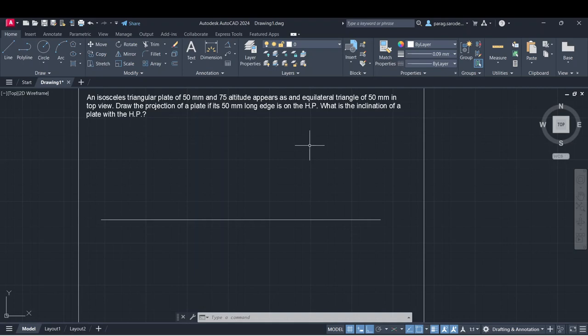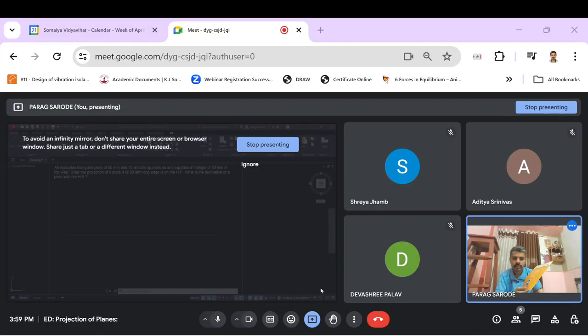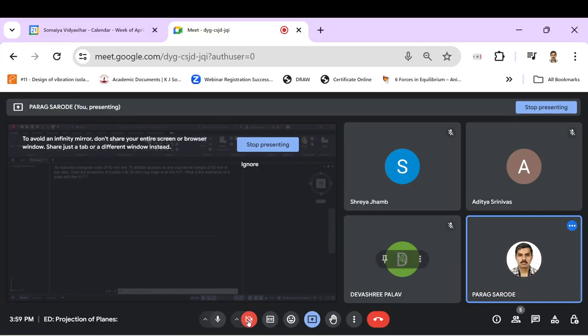Hello? Yes, sir. Okay, so how do we proceed? We see that this equilateral triangle is in the horizontal plane, so we need to draw the isosceles triangular plate of the given dimensions in the horizontal plane itself. Then only can we see the equilateral triangle of 50 in the top view. So we can find out what inclination it is making. Wait for a moment.